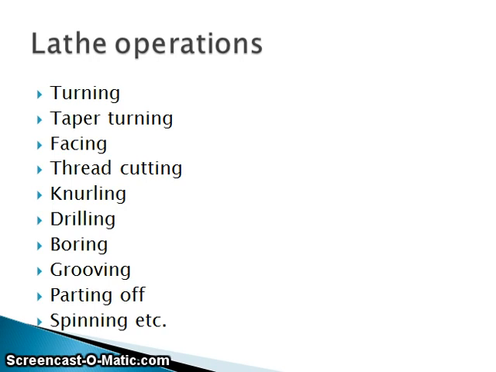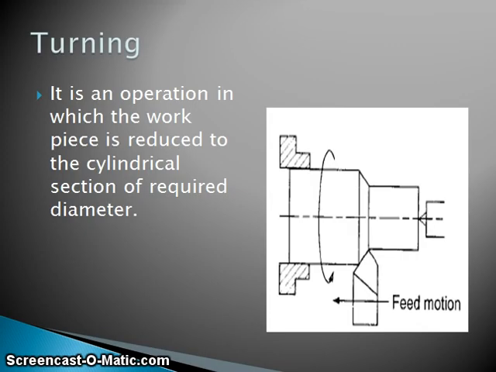Now we have to discuss the lathe operations, which types of operations we can perform on a lathe machine, like turning, taper turning, facing, thread cutting, knurling, drilling, boring, grooving, parting off, spinning, etc. Okay, we start with the first operation. Mostly on the lathe machine, the most important one is the turning operation. It is an operation in which the workpiece is reduced to a cylindrical section of required diameter.